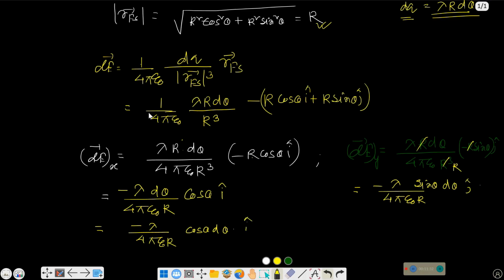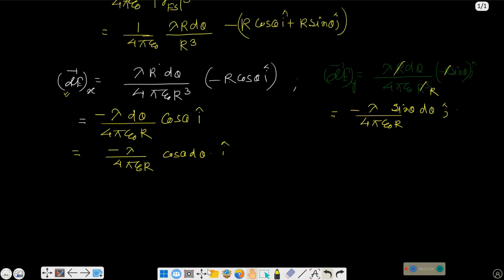Now this is the electric field along the x direction only because of that particular elemental source, and this is the y component of the electric field only because of that elemental source. Now we need to integrate if we need the electric field of the continuous system, that is the curved wire of charge density lambda. So let me integrate this, and we will get the total electric field along the x direction.